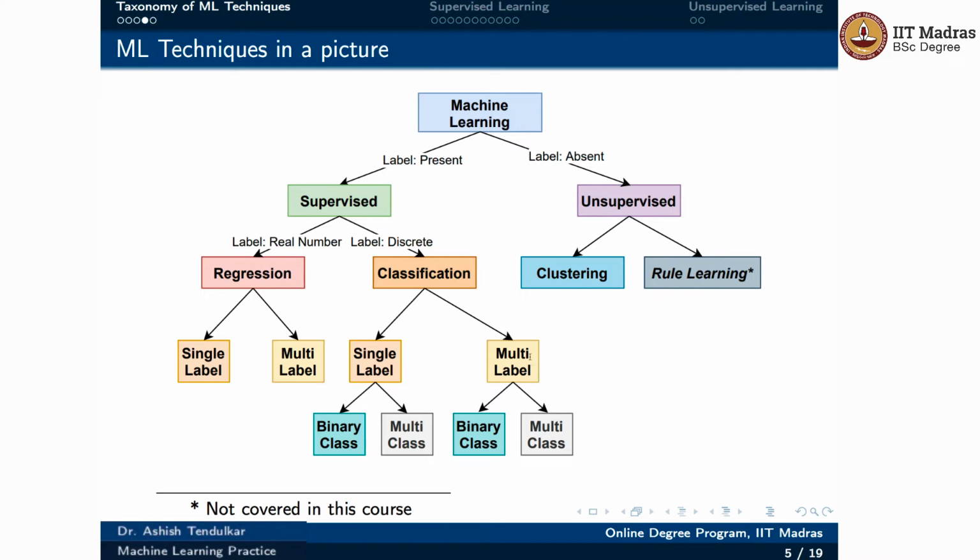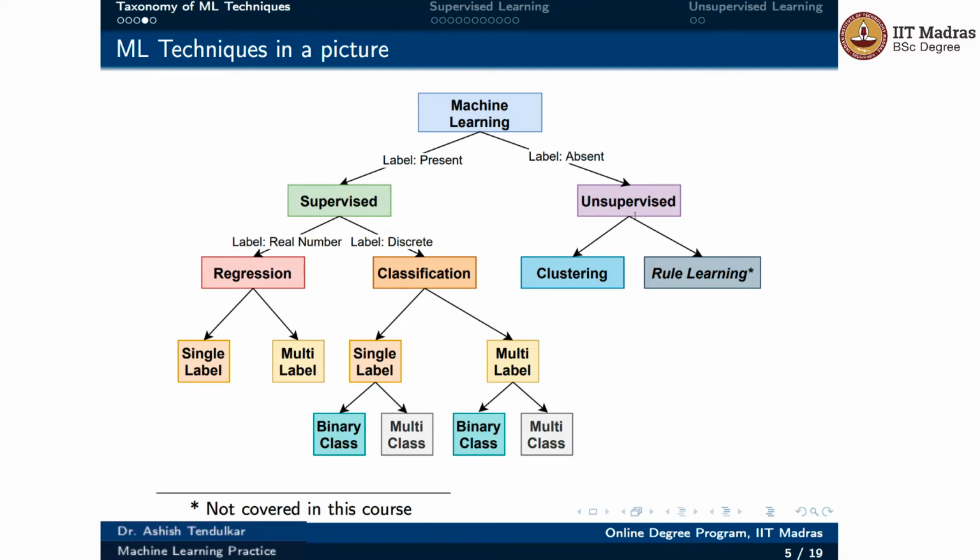In the multi-label setting, there are more than one label associated with every training example. So multi-label could be a binary multi-label, or it could be multi-class multi-label problem. Again, in binary, there are just two classes that are present, and in multi-class, there are more than two classes that are present.